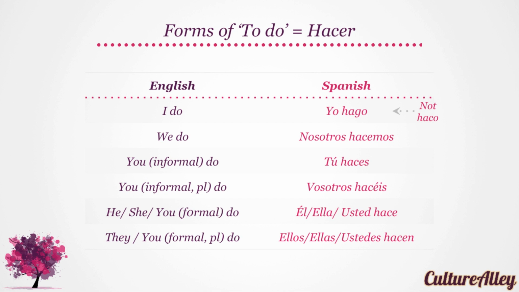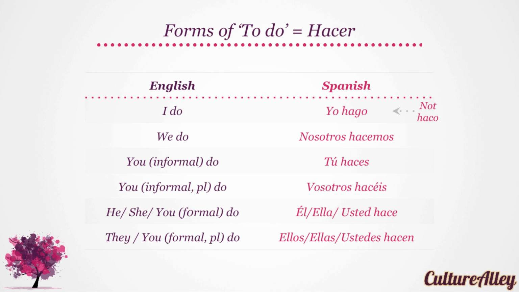Informally, you do translates to tú haces. And for its plural form, you do is vosotros hacéis. Try saying that. Vosotros hacéis. He does or she does or you do formally translate to él hace or ella hace or usted hace. Finally, they do or you do in plural and formal form become ellos or ellas hacen or ustedes hacen respectively. Try these forms. Ustedes hacen.